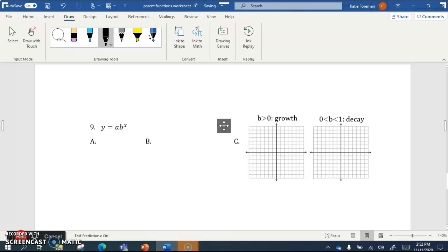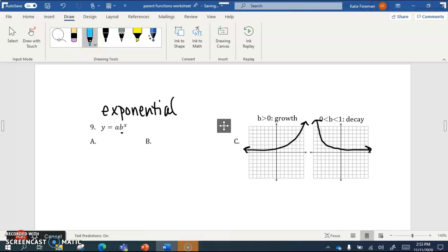All right, next, our exponential function. Now, we're not talking about the value of a here, but rather the value of b, the base of our exponent. If b is greater than 1, then our graph is exponential growth. So as x gets bigger, y gets bigger. If b is a number between 0 and 1, I have exponential decay. So that means as x gets bigger, y gets smaller.